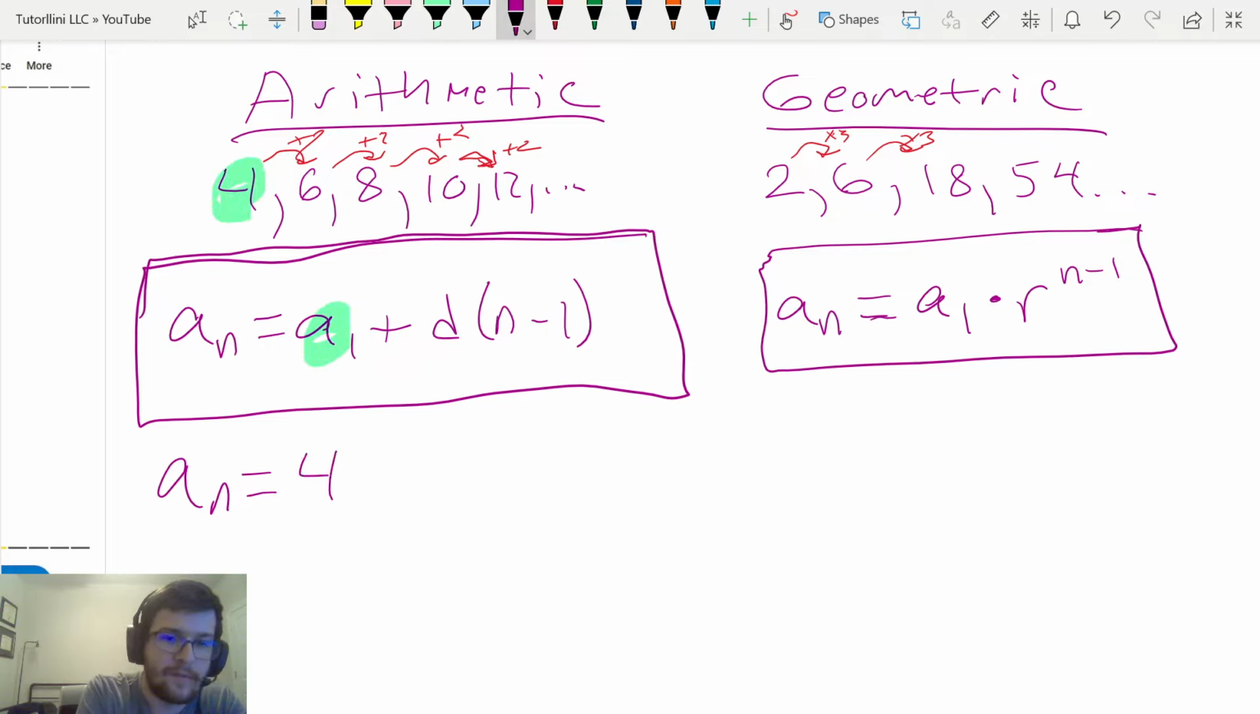Oh, and also, instead of a sub n, they call it w for some reason. So why don't I call that w? w equals 9 times 4 to the n minus 1, and that's it.